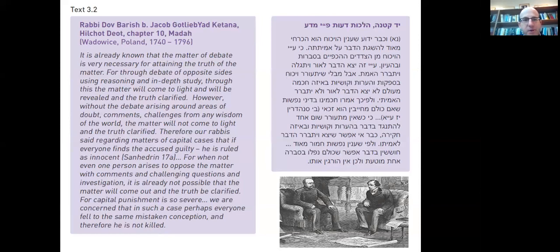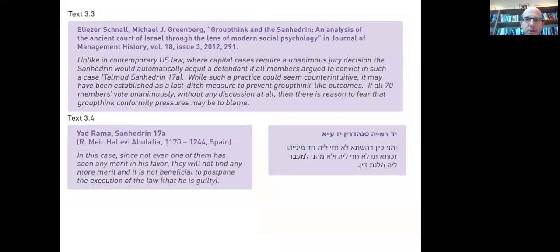So I love that source just because it connects a lot of what we're trying to do, the culture of how we learn text, to the culture of how we're engaging in civil discourse today. And again, here Schnell points that out where he writes in that last sentence, if all 70 members vote unanimously without any discussion at all, then there is reason to fear that groupthink conformity pressures may be to blame.